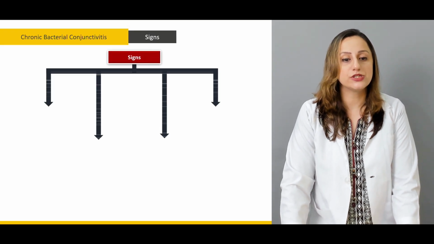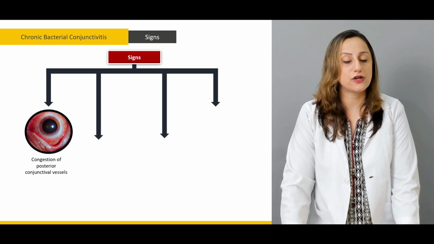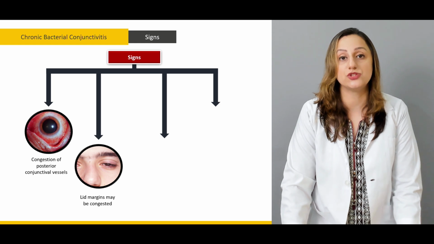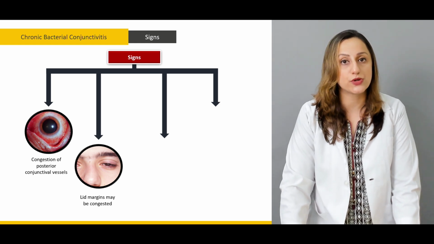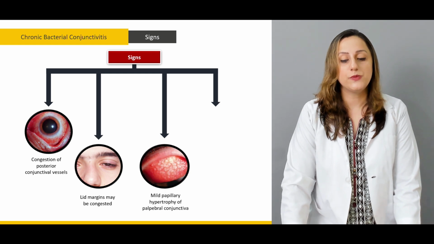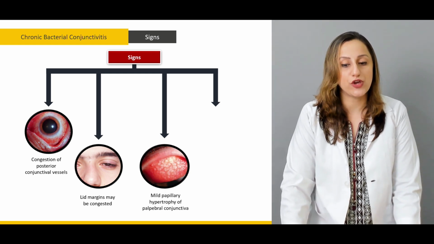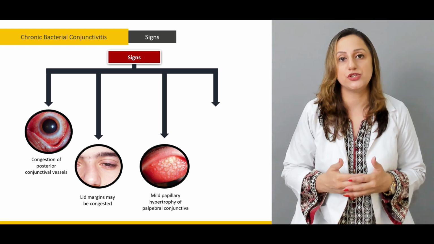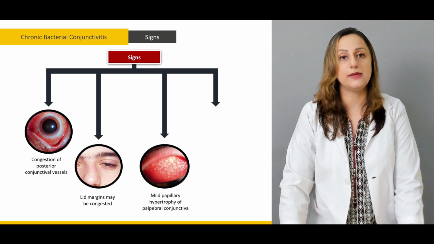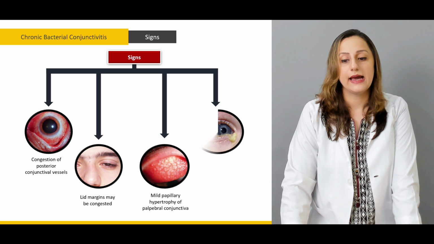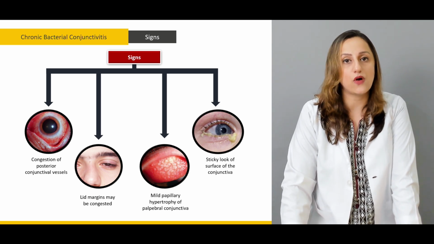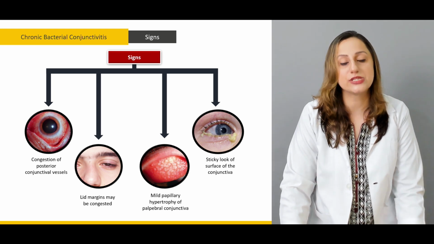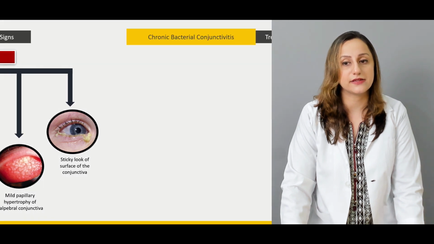The signs would include, of course, congestion of the posterior conjunctival vessels, and then finally we'd have lid margins that may be congested due to the presence of mucopurulent discharge. We'd be facing mild papillary hypertrophy of the palpebral conjunctiva. So this is again whenever the eyelids are involved due to the conjunctiva, that is the palpebral part of the conjunctiva. And then finally, the patient would have a sticky look of the surface of the conjunctiva. So these are the typical clinical pictures that we would see in chronic conjunctivitis.